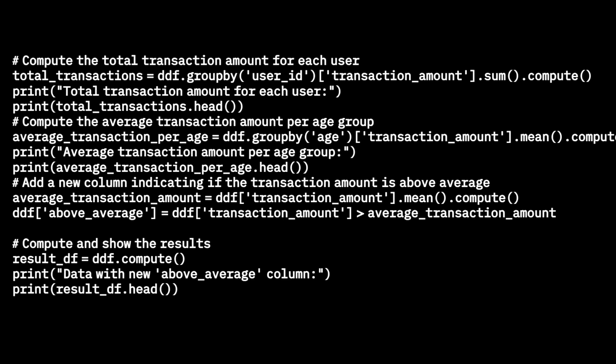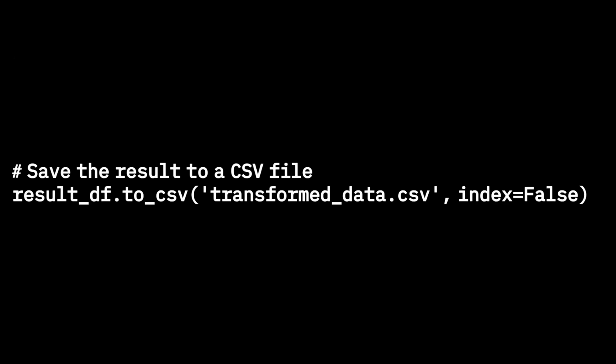Now, let's perform some data transformations and analysis. We'll compute the total transaction amount for each user, the average transaction amount per age group, and add a new column indicating if the transaction amount is above average. After completing our transformations, we'll save the results to a CSV file. This allows us to use the transformed data for further analysis or reporting.